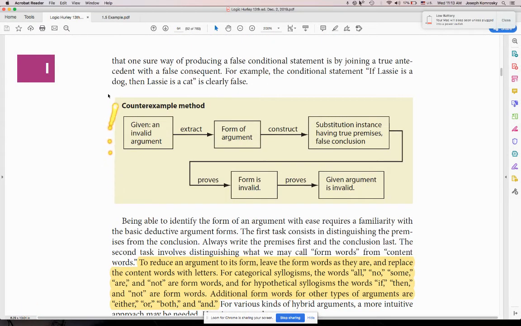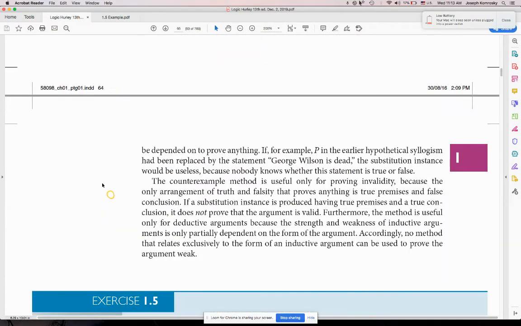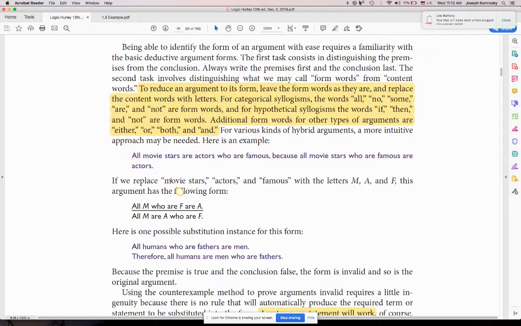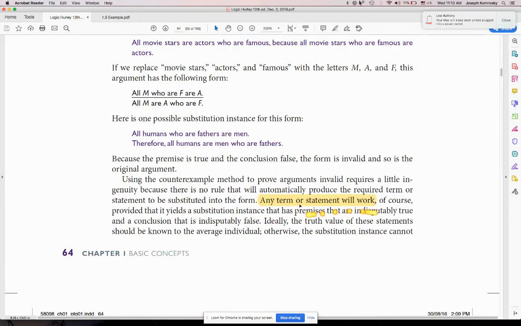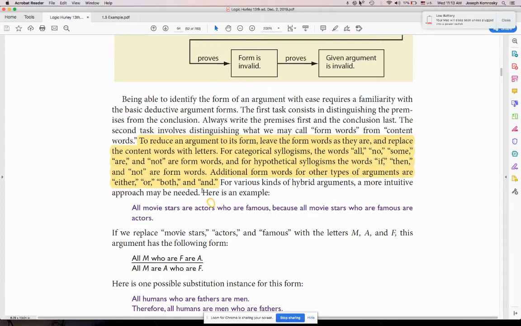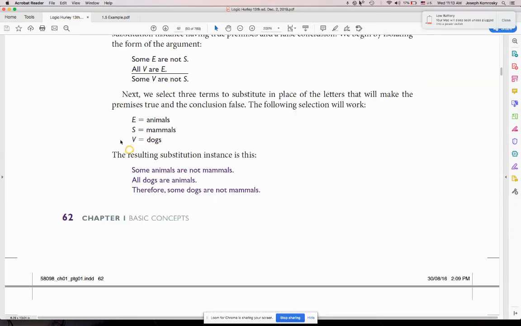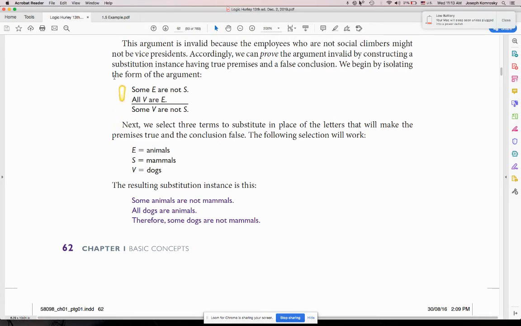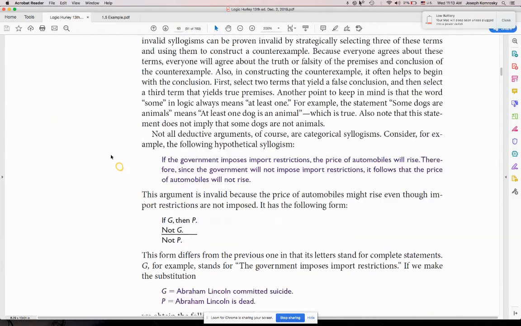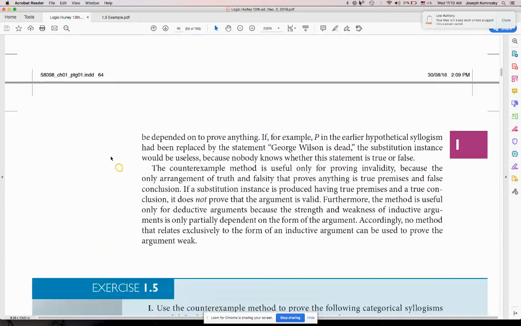You don't have to worry about this part here. You can read it, but I basically have just unpacked what you have to do for your homework. And he says right here in this section, any term or statement will work. What does he mean by that? He means when you finally substitute in, any statement or any term will work. You can use animals, dogs, mammals, toys, whatever. All you want to do is make the premises true and the conclusion absurdly false by using your own substitution method. Now we're going to see this in examples, okay?